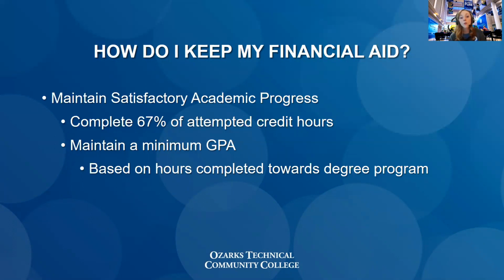And then you have to maintain a minimum 2.0 GPA for all types of financial aid. If you fall below a 2.0, you can lose your financial aid. So it's really important to keep that in mind. And with A+, it's a 2.5, but all other types of financial aid, 2.0 GPA.